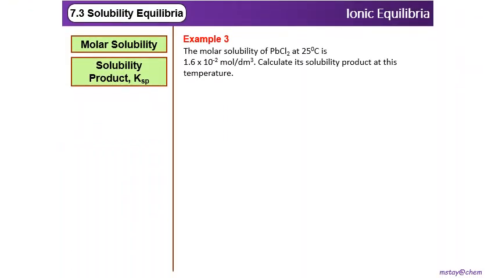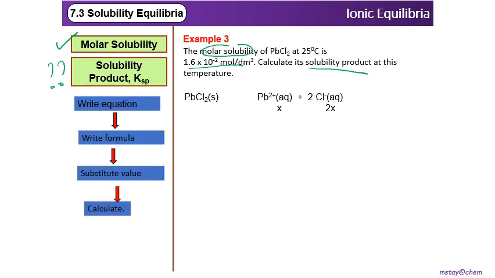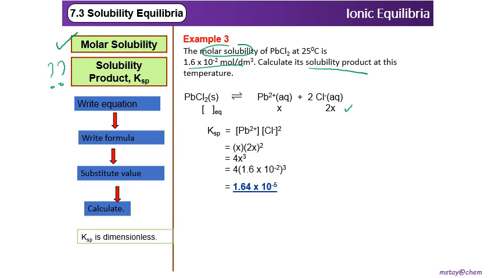Example, before we proceed to tutorial question. This time you are given the molar solubility, and then we will need to calculate the solubility product. Molar solubility given, calculate KSP value. So as usual, we need to write the equation, and then we write down the concentration of Pb2 plus and Cl minus at equilibrium, and then write down the KSP expression, substitute the value into the KSP expression, and then you will notice that the KSP value is 1.64 exponent negative 5.